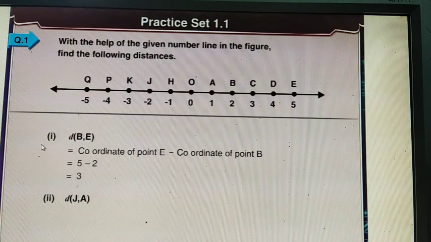First is given to find the distance between B and E. We know that to find the distance between two coordinates, we subtract the smaller coordinate from the greater coordinate. Now here the greater coordinate is E, that is 5, and B is the smaller coordinate, that is 2. Therefore we will solve coordinate of point E minus coordinate of point B, that is 5 minus 2, which is equal to 3.